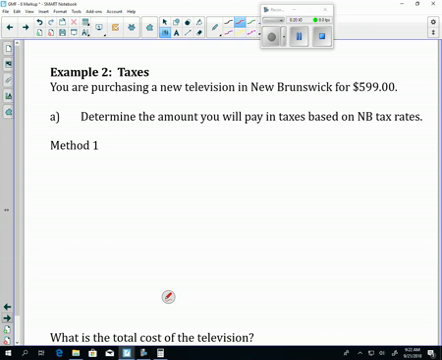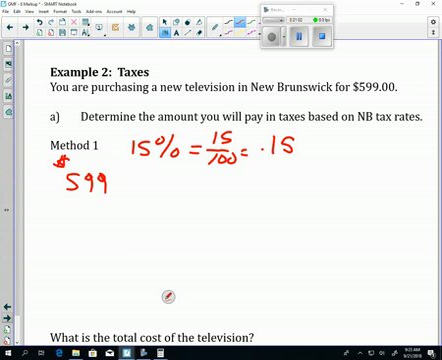Determine what you will pay in taxes based on the New Brunswick tax rate. I'm going to show you two methods here. We know that in New Brunswick, 15% is the tax. And if we change that to a decimal, it's 0.15. Now, one way is to take the television, multiply it by that tax. So bring up the calculator.